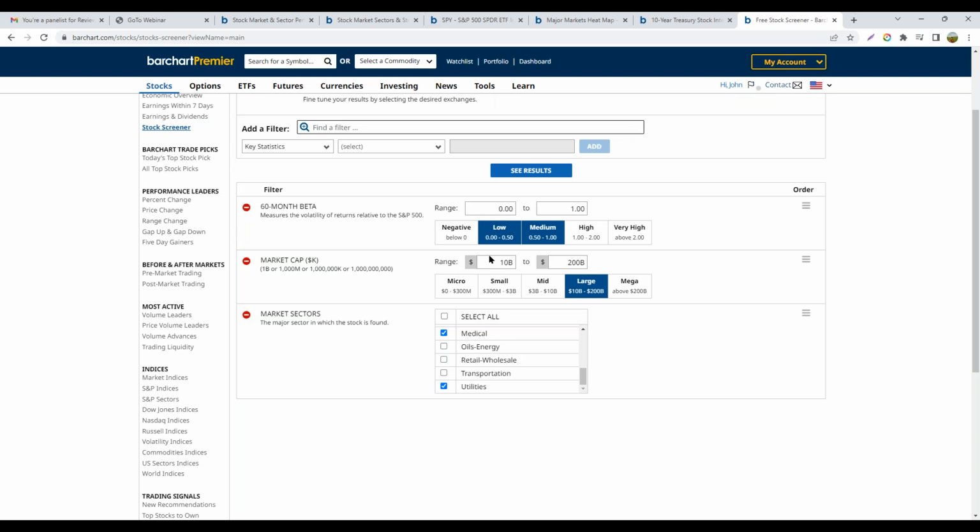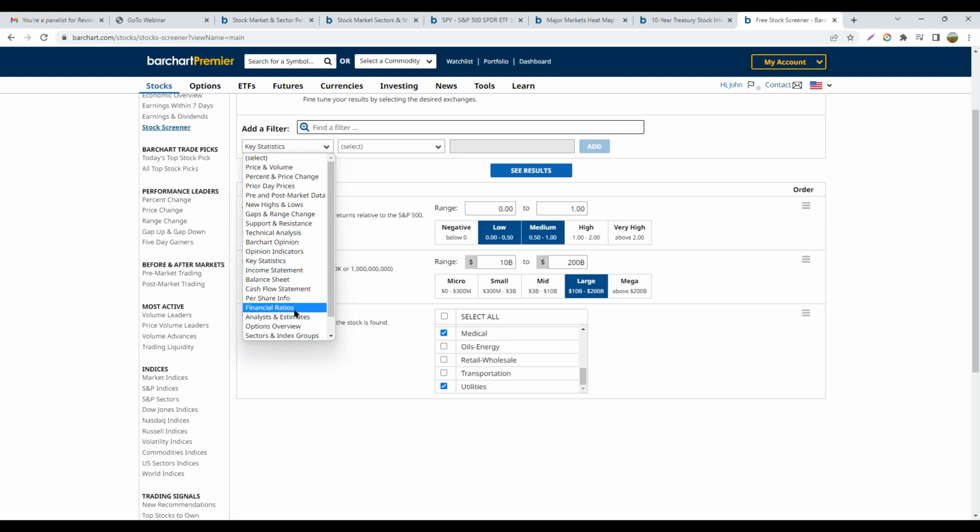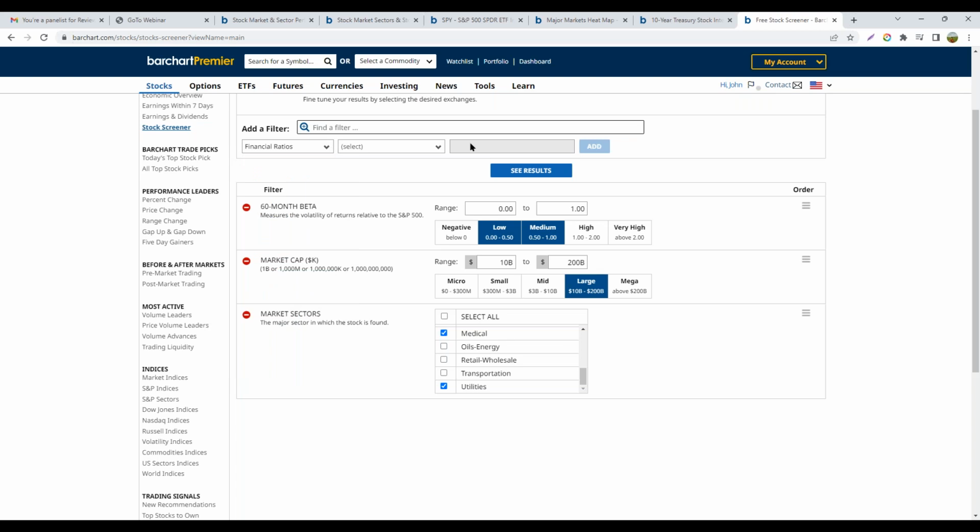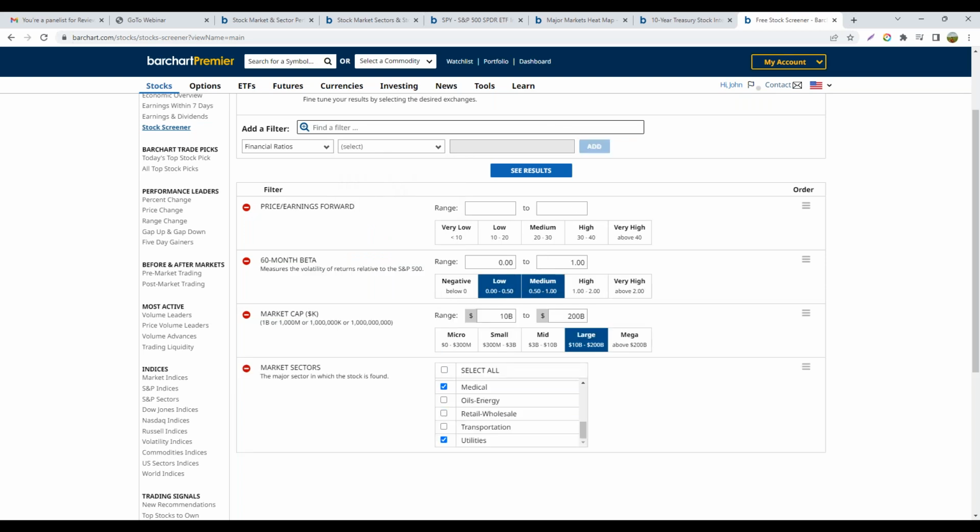And then what else can we think about? How about let's look for value. So how do we look for value? There's a lot of ways we can look for value, but one thing I'm thinking about is a price to earnings ratio. What's the rule? Something less than what, 20? Let's go 20 or lower.